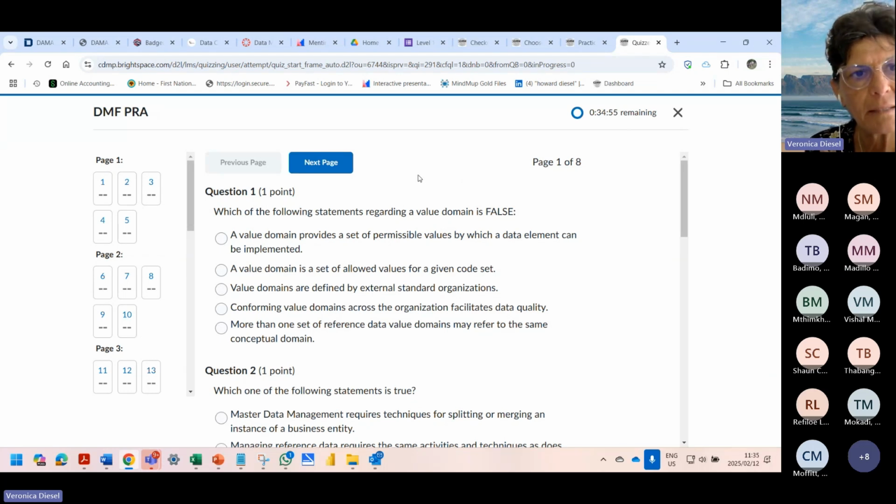Okay, question 1. Which of the following statements regarding a value domain is false? Please shout out the answers. And you can see some of them are completely wrong, so you can disregard that one.